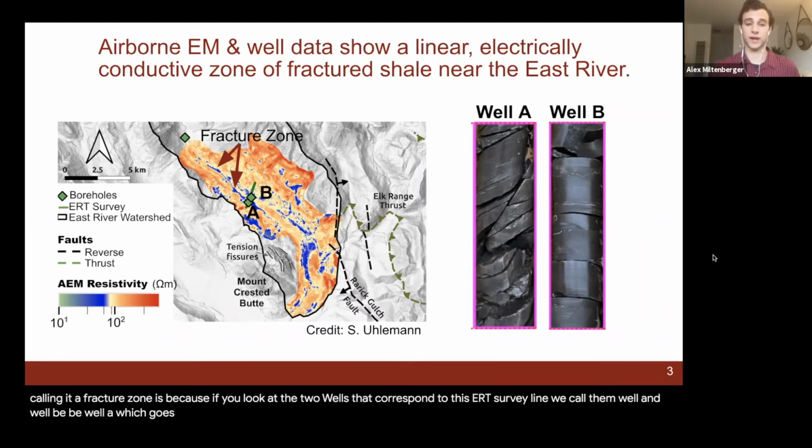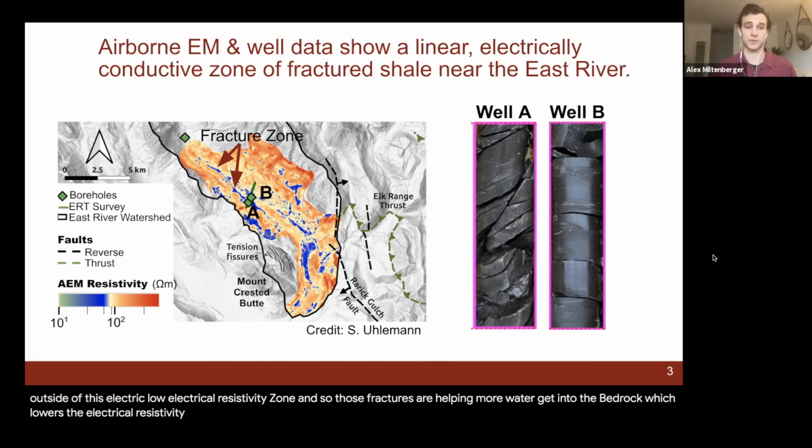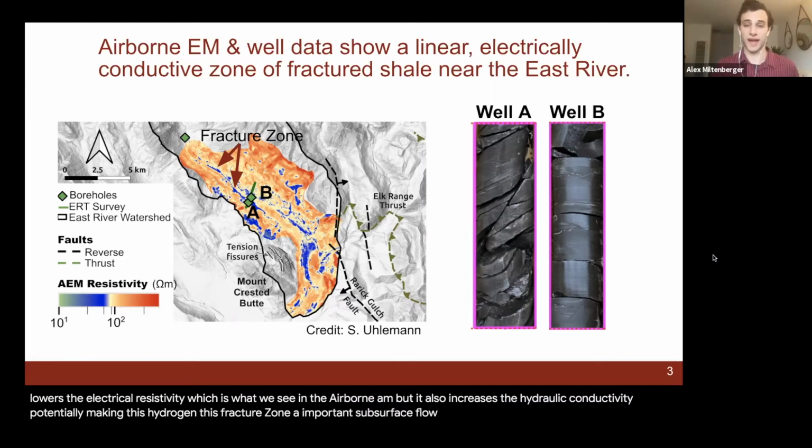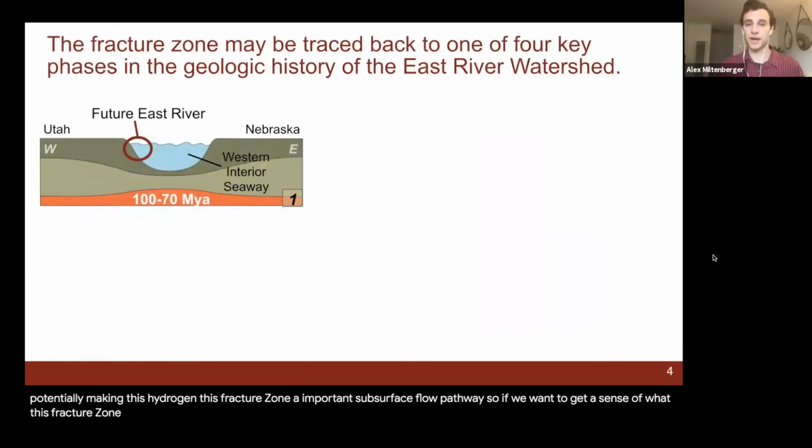Well A, which goes right through this low electrical resistivity zone, has a lot more fractures in it than well B, which is outside of this low electrical resistivity zone. And so those fractures are helping more water get into the bedrock, which lowers the electrical resistivity, which is what we see in the airborne EM. But it also increases the hydraulic conductivity, potentially making this fracture zone an important subsurface flow pathway.